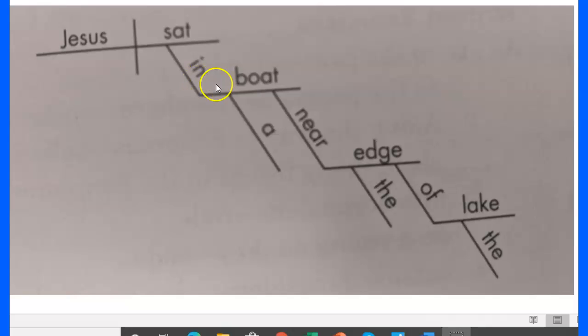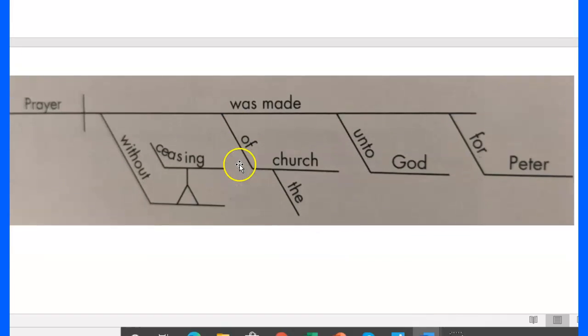Jesus sat where? He sat in the boat. So this is modifying the verb. But then these, near the edge, is modifying the boat. So this is an adjective. And then edge is another noun. And of the lake is modifying edge. So we have adjective prepositional phrase, adjective prepositional phrase, adverbial prepositional phrase, modifying sat. So just make sure you're careful. Here's a verb, and this is modifying that. Noun, noun. So just make sure that you're really clear when you look at those.